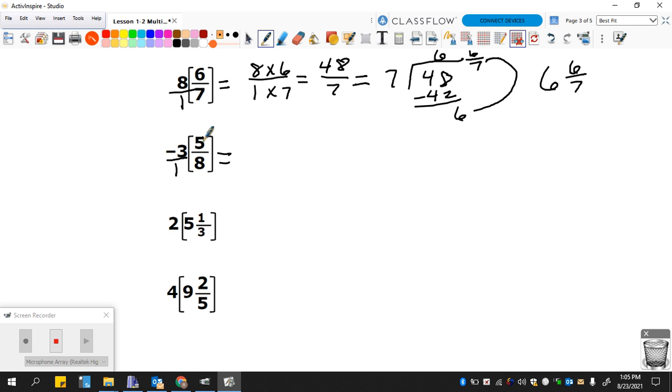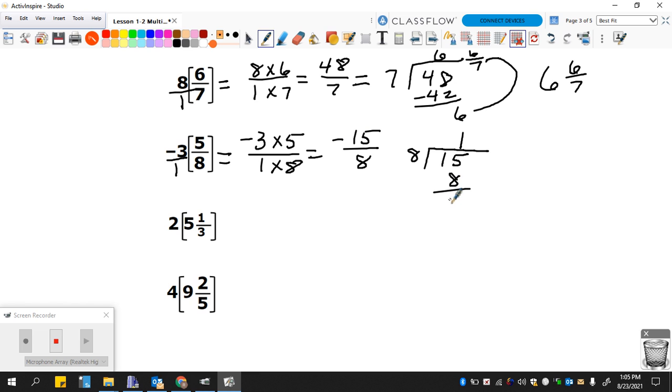Once again, negative 3 over 1. You have a negative and a positive. So we're going to say negative 3 times 5, and we have 1 times 8. We end up with negative 15 over 8. If we do long division, 8 goes into 15 one time, which is 8. And we have a 7 left over, so we bring it up, and we have 7/8.